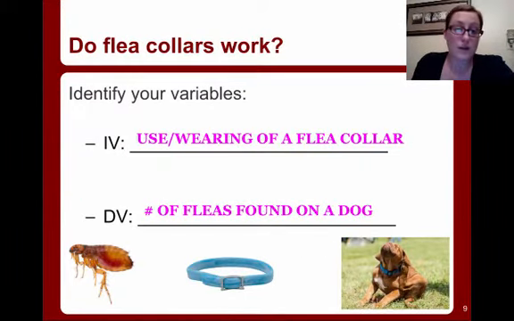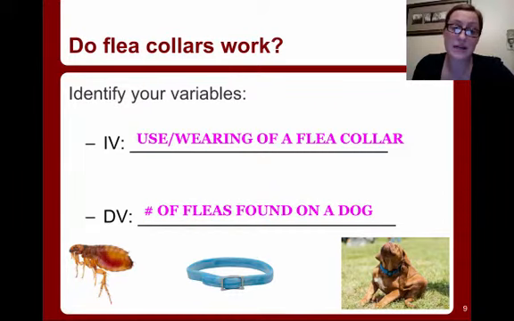So our variables for this experiment, our IV, our independent variable, will be the wearing of a flea collar. That's what we're purposefully making different in this experiment. This is what we're testing. And how are we going to measure that? Let's use a quantitative data collection and let's count the number of fleas that are found on a dog.